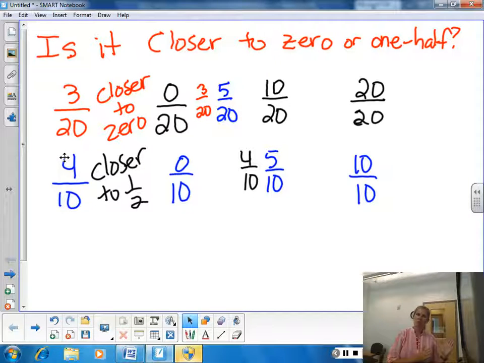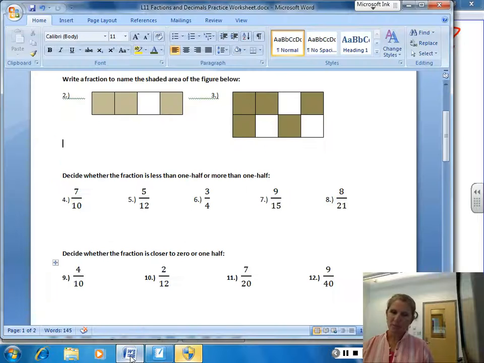Am I closer to 0? Am I closer to 5? 0 is where the numerator is 0. 1 is where the numerator is the denominator. And then halfway is everything else in between. So we're looking for you to make those choices. It's not a calculation. It's looking at it and making some good choices that way.